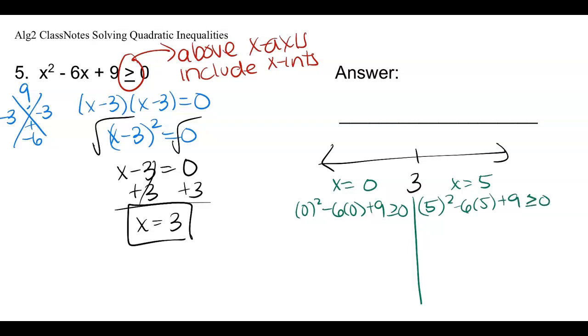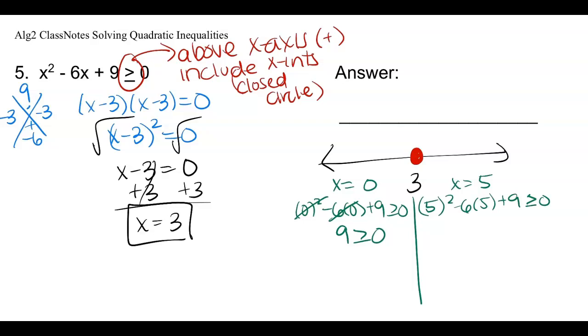This is what we're solving. The 0 cancels. 6 times 0 cancels, so we're left with 9 is greater than 0. If you're looking for values that are above, you want them to be positive. If you're including the x-intercepts, you want a closed circle. So at 3, put a closed circle. And keep in mind, we're looking for anything that's above, so anything that's positive. With this 9 being greater than or equal to 0, perfect.